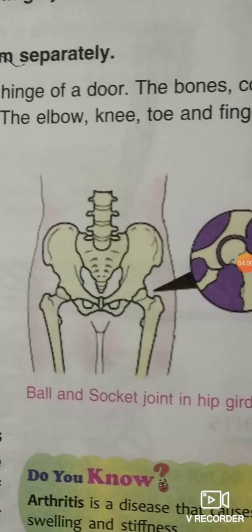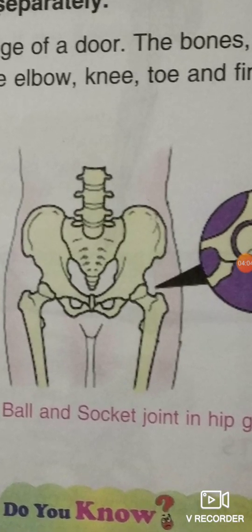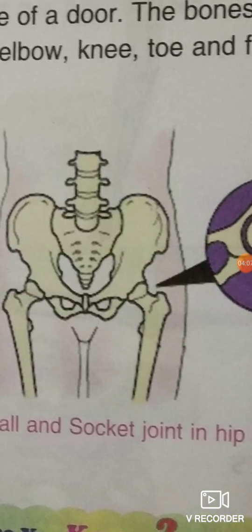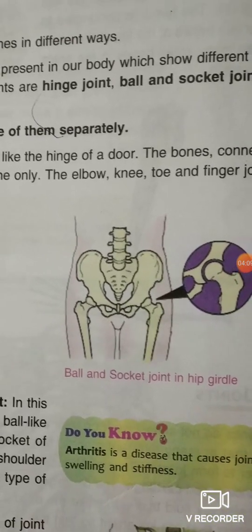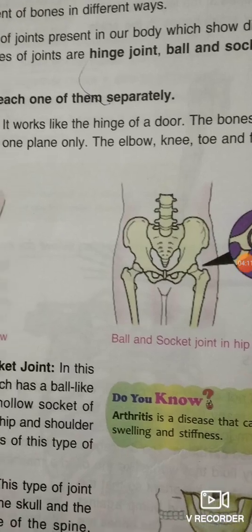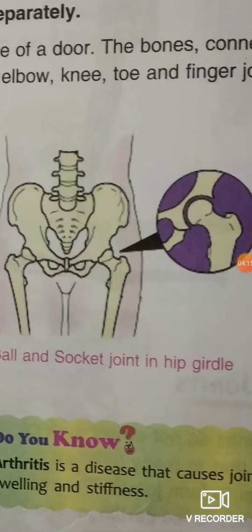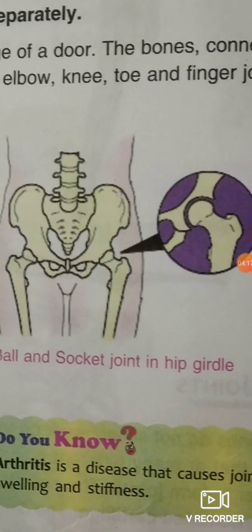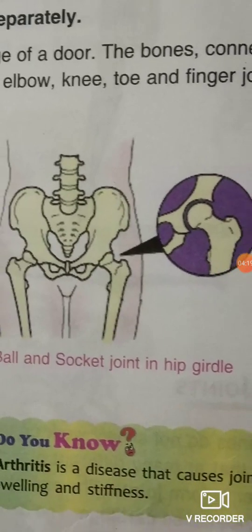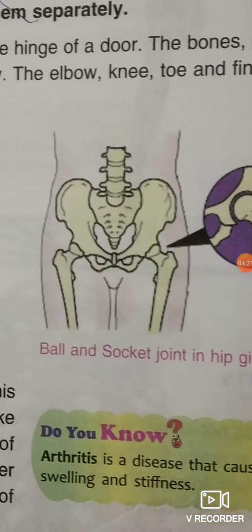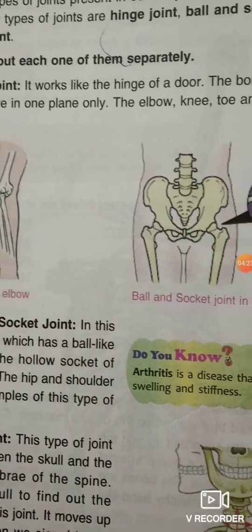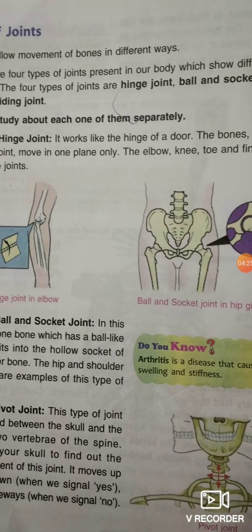Okay, clear? Leg and hand also. In the shoulder, this type of joint is there. In the leg region, this type of joint is there. This diagram is the joint in the hip girdle. Okay, see this. So this is about your ball and socket joint. The examples are hip and shoulder joints.